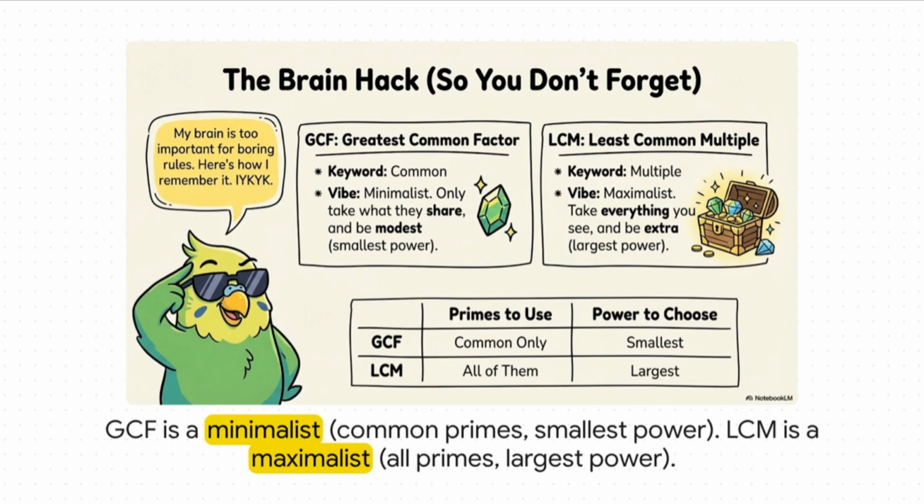And this chart right here, this is your new best friend. For GCF, the keyword is common. It's that minimalist, right? It only takes the single shared gem. That's why you only use the common primes and the smallest power. Then there's LCM, where the key is multiple. It's the maximalist who wants the entire overflowing treasure chest. So you take all the primes and the largest power. If you just remember that vibe, you can solve any problem they throw at you.